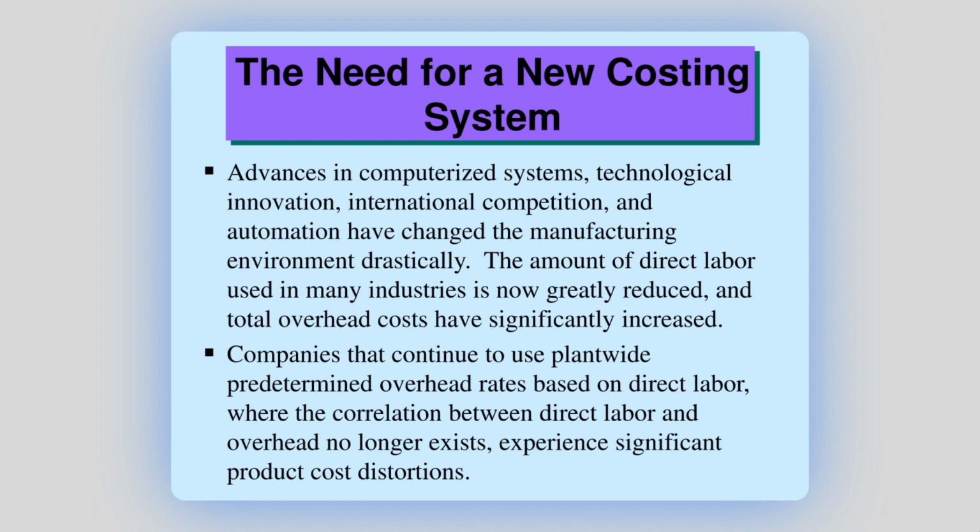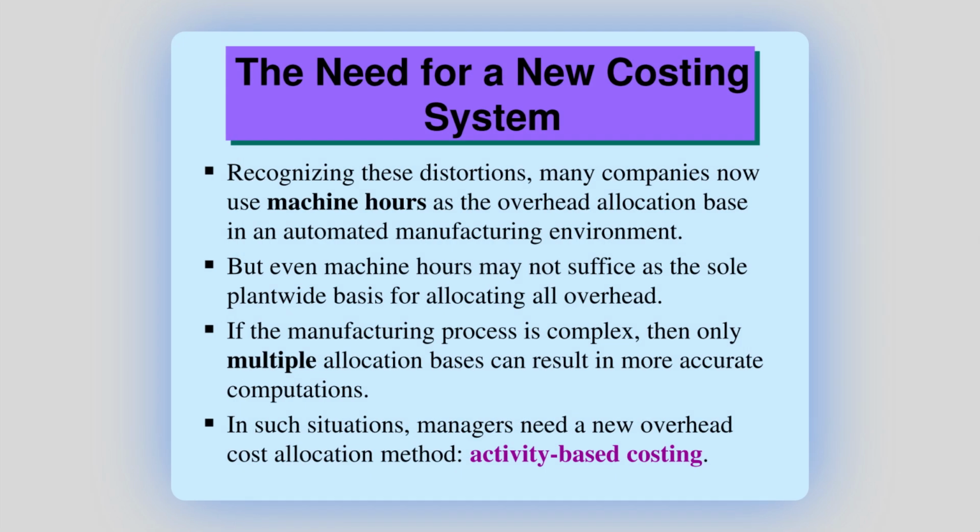Kaya nga class, they will now use our plant-wide predetermined overhead rate. So we will use our predetermined overhead already. Okay, so meaning to say, yes, we still use direct materials, direct labor, no? Pero class, mas maganda na that we will now use activity-based costing. Okay, so that's why we are recognizing these distortions.